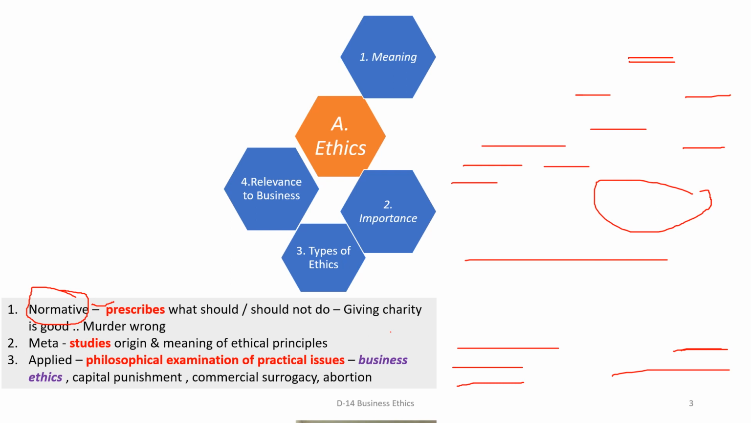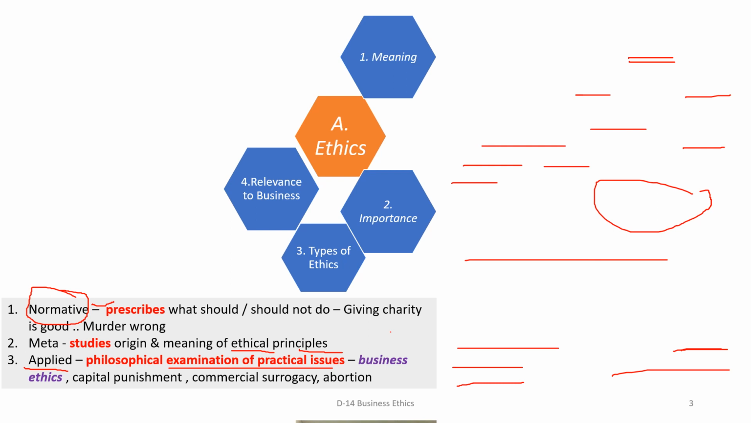Second is meta ethics. This is more involved in the studies. It studies the origin, meaning, and concept of ethics and ethical principles. Normative ethics prescribes, meta-ethics studies, and applied ethics is down to earth. It looks into practical application of ethics in a real life situation, and it examines practical issues. It looks into everything that happens around you and looks at its perspective from an ethical angle.